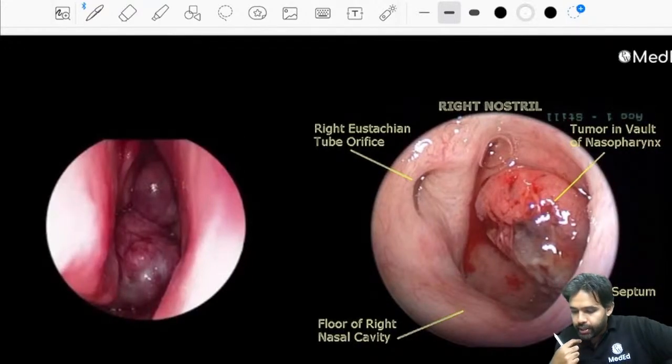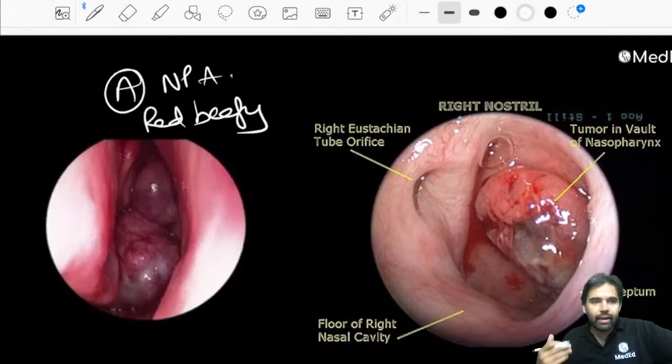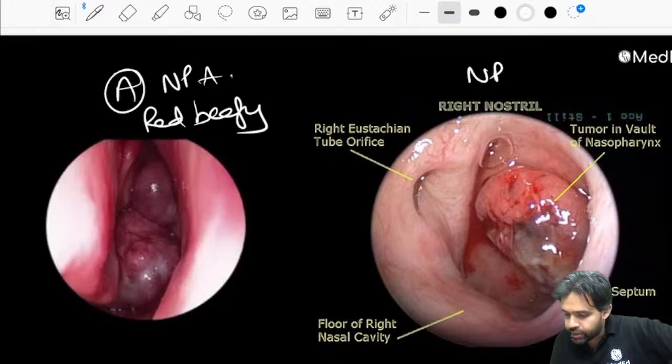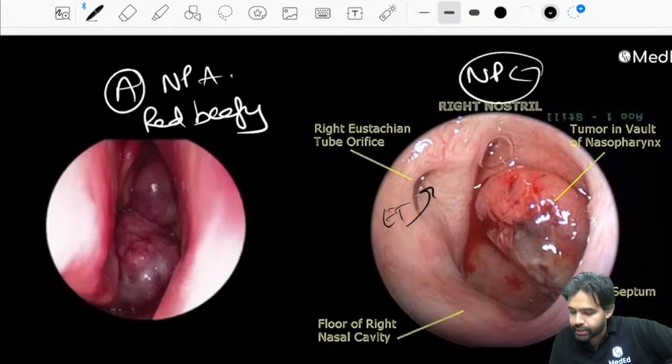All right, now these two are very commonly asked. This one, A, is a celebrity, which is nasopharyngeal angiofibroma. You see this red, beefy, multiple bleeding in a young male, adolescent male, whereas in this one you can see the nasopharyngeal carcinoma, which is bleeding, it's ulcerative, and it's coming out from the fossa of Rosenmuller. Like I showed you, the eustachian tube opening is here. This is the torus tubarius, and here is the fossa of Rosenmuller.